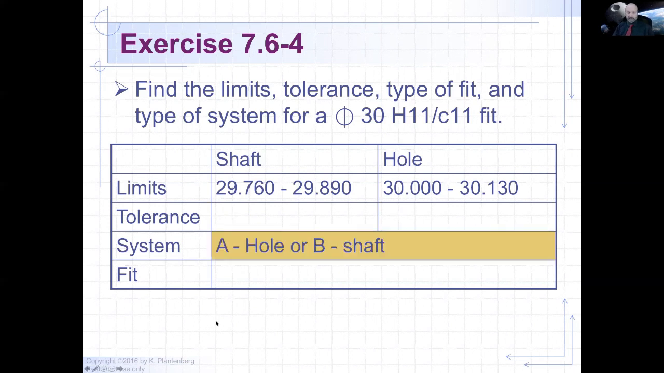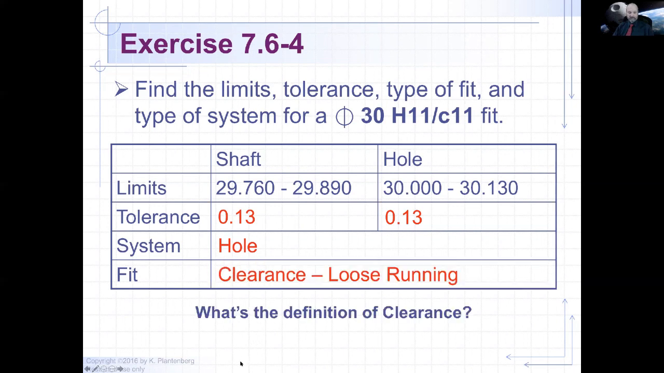Okay, the system is a hole. Why? Because the basic size, this is the basic size diameter here, is associated with the hole. Okay, and what kind of fit is it? It's a clearance loose running fit. Okay, so that means it has a lot of space in it. And we just looked at the chart, and the first two columns were for loose running. So basically what that means, there's always a space, right? The clearance is always bigger than zero.